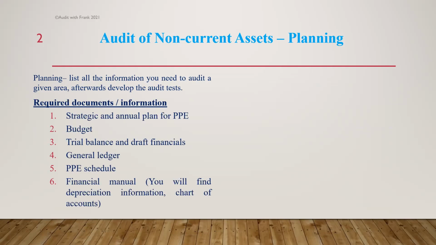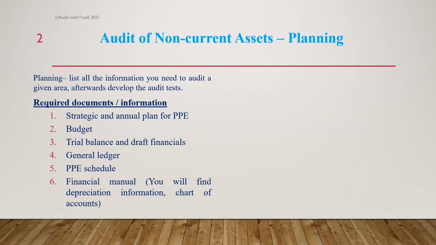We need a strategic and annual plan for property, plant, and equipment, that's PPE, so that you can see what are the entity's plans in terms of acquiring non-current assets, in terms of disposing them, and such kind of things. What do they intend to spend on non-current assets in the next number of years, in the next year, so that this whole process of acquiring and disposing non-current assets must be planned for. We don't just wake up one day and purchase non-current assets or dispose them. We must have a plan, and this plan is quantified through a budget.